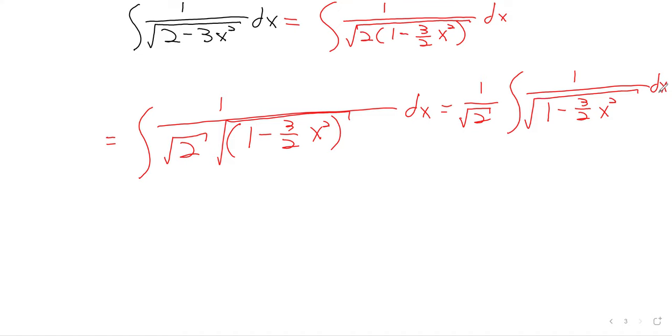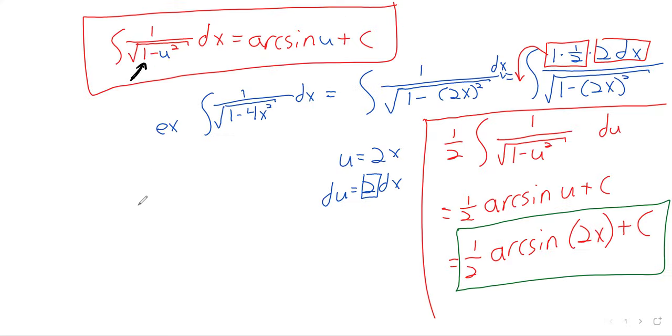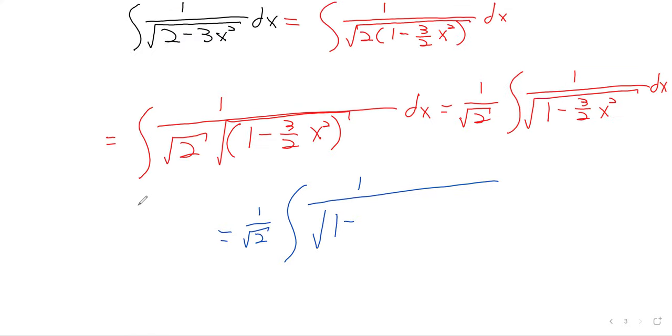And at this point, we're back to the previous example, essentially. This 1 over the square root isn't hurting anything. The 3 over 2 needs to be a square. Again, we're trying to use this formula, so we need 1 minus u squared. Again, we almost have that. We have the x squared, but there's that number in front of the x squared.